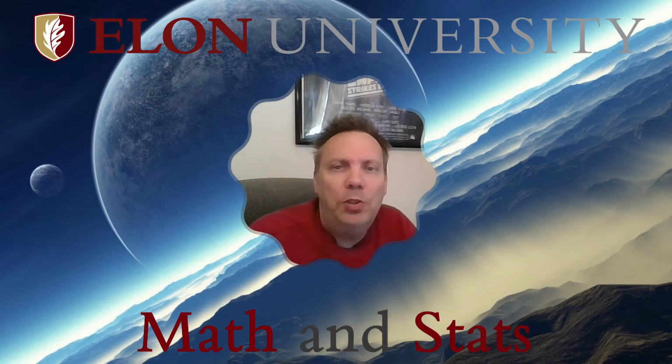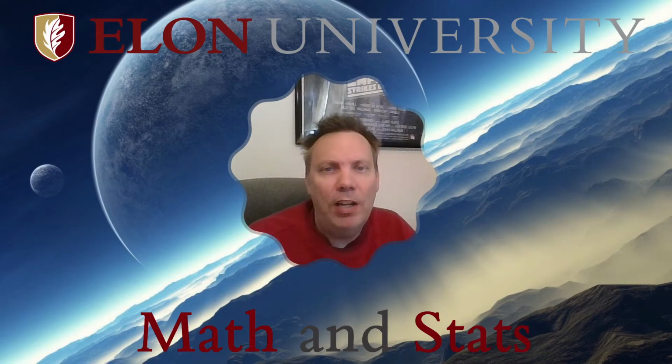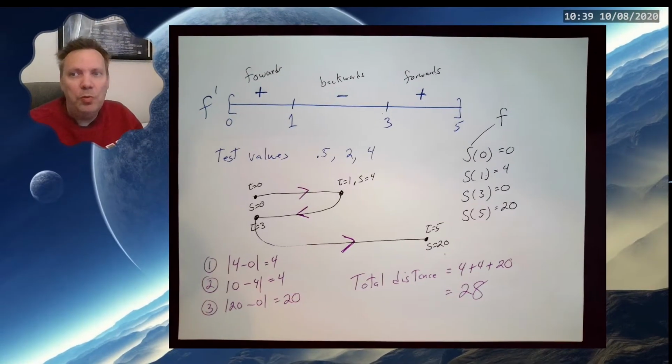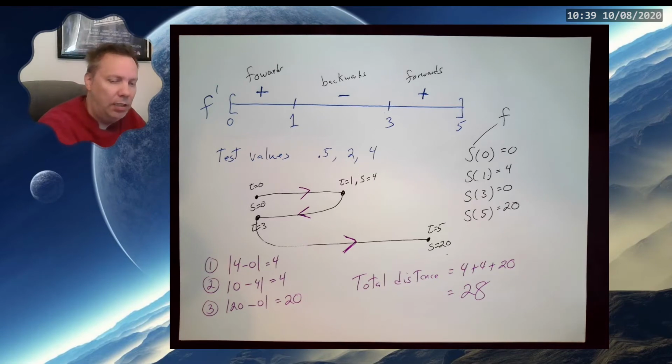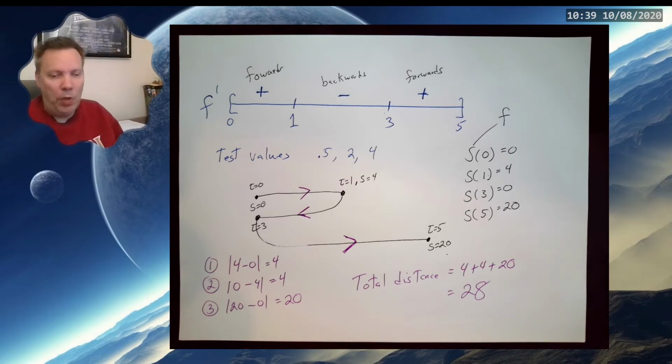Hello, this is part 2 of the Rectilinear Motion introduction. So let me just get right into it. We left off by saying that the total distance traveled was 28.